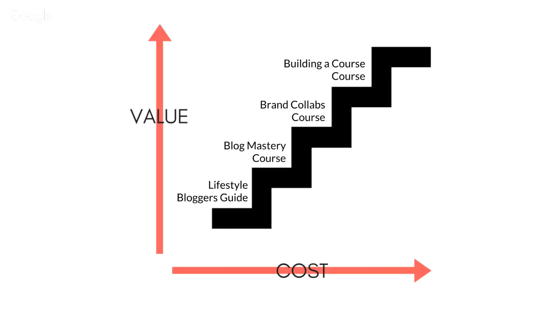Okay. So here's her value ladder. At the bottom, she's got the lifestyle blogger's guide, which tells them a little bit about everything. And then the next thing, blog mastery course, fast track your results. And then the next thing, she's got the brand collabs course. And then the thing at the top, her highest value offer is the building a course.